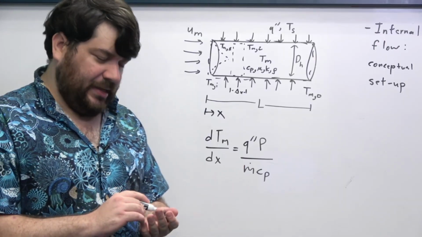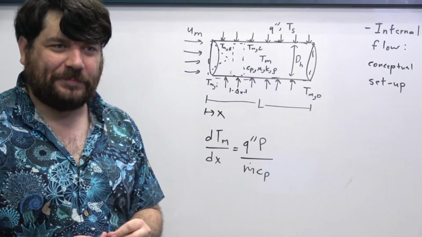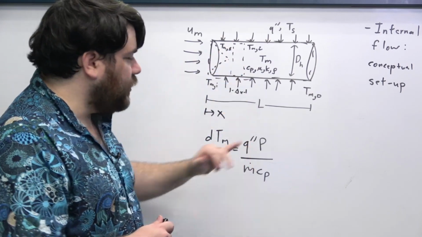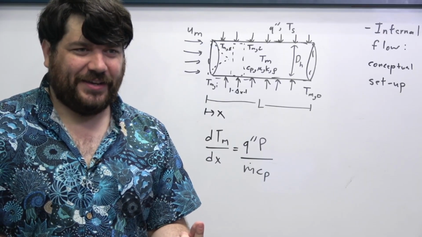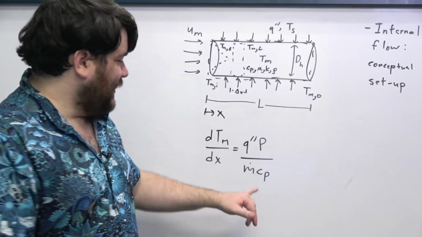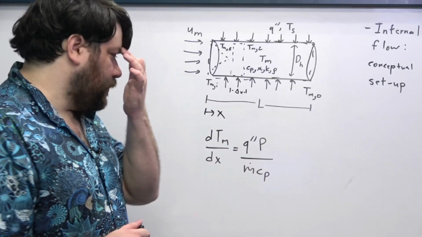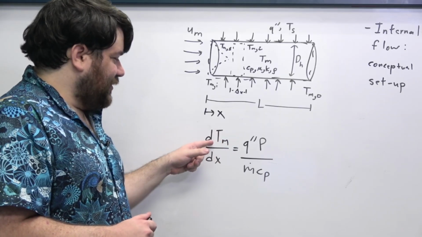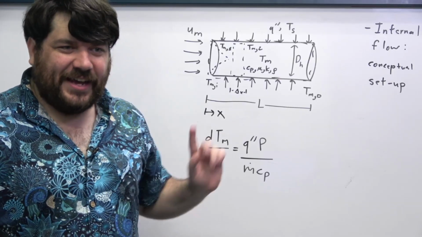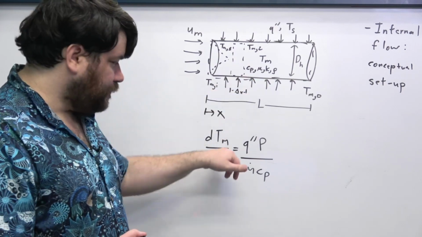Neat. Now, consider the situation where the heat flux is uniform. If the heat flux on this pipe is uniform, then this Q double prime is just a single number. And if it's just a single number, the perimeter doesn't change by construction, the mass flow rate doesn't change by construction, and the specific heat capacity doesn't change by construction. And so as a result, we find that the rate of change of Tm with respect to x is a constant. And so therefore, the temperature variation is going to be linear for Tm.